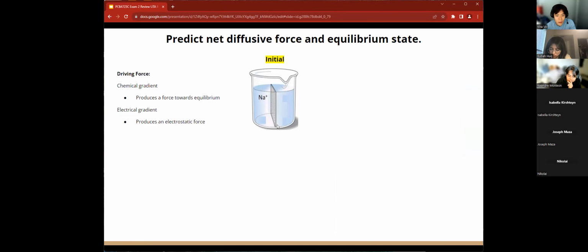So one of the main things you need to understand for this exam is to predict the net diffusive force on a particle and also predict the state at equilibrium. Like we said, in a chemical gradient, you're always going to move from a high concentration to a low concentration, right? So in this case right here, we have sodium. There's only sodium on the left side, none on the right side. So there's going to be a chemical force to the right.